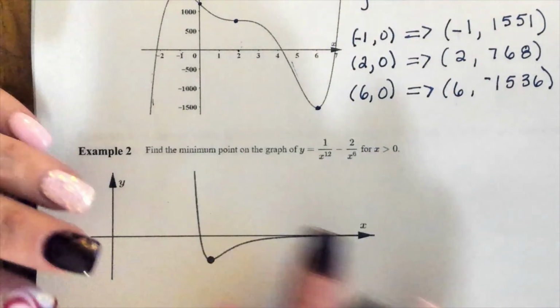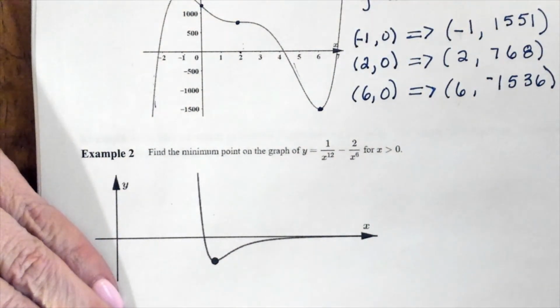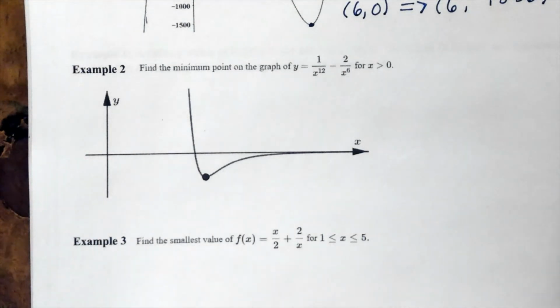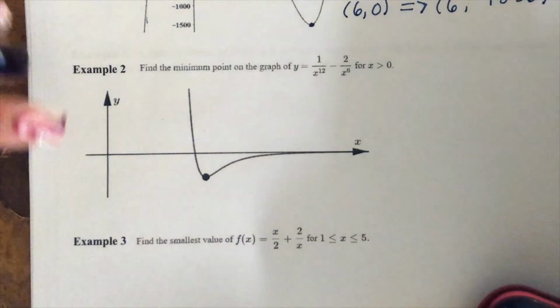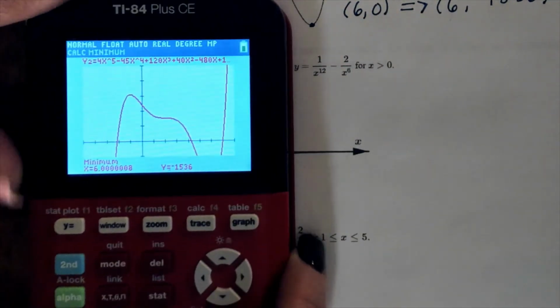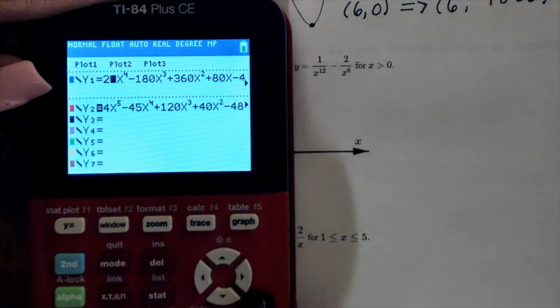All right, so here we go. Here's the next example. I'm going to move this up a little bit. Find the minimum point of the graph of y equals 1 over x^12 minus 2 over x^6 for x greater than or equal to 0. So I even show you on here, it's right there. So we've got the graph. Let's see if we can do this one without having to use our derivative.